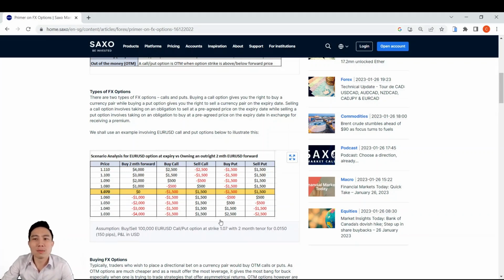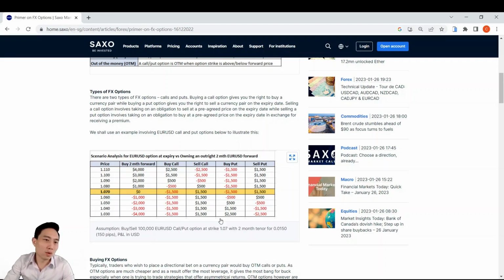Both selling call and put options would yield you the premium of $1,500 as the best case scenario, and the P&L starts declining if euro-dollar forward goes above 1.07 after selling calls and goes below 1.07 after selling puts. Buying put options would make money if euro-dollar forward goes down, but only after accounting for the cost of buying puts.